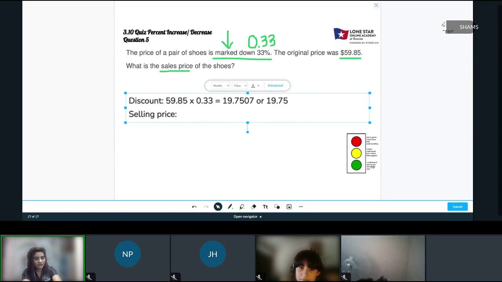The selling price, the price of the item, is going to be $59.85. The discount is going to be $19.75. Do the math and calculate. Let's see, $40.10. I agree. That's what I also got. $40.10.